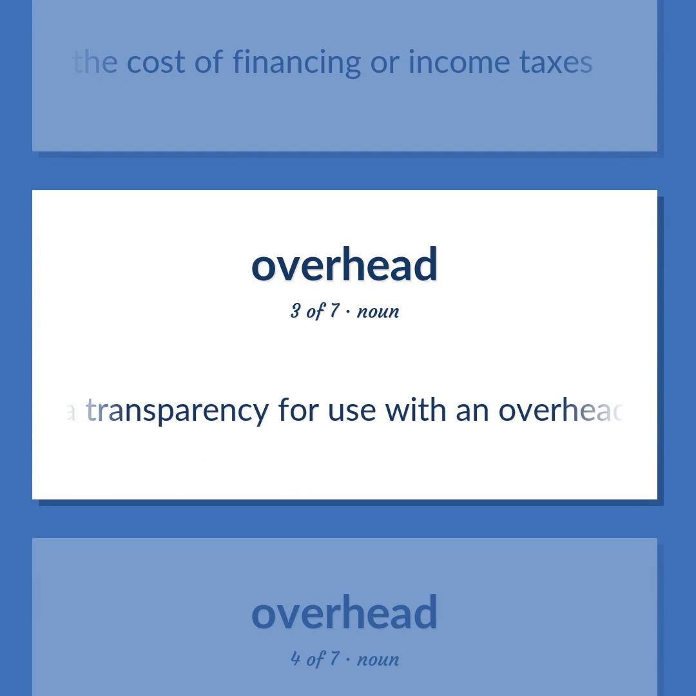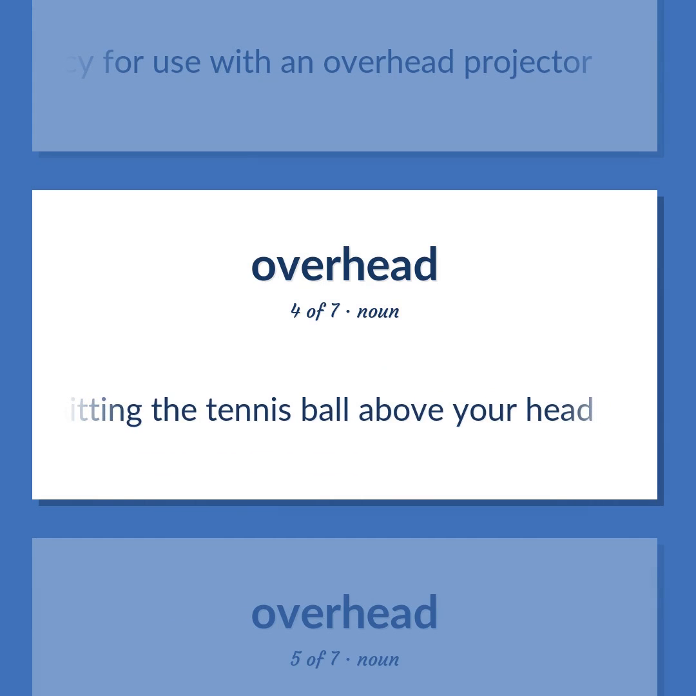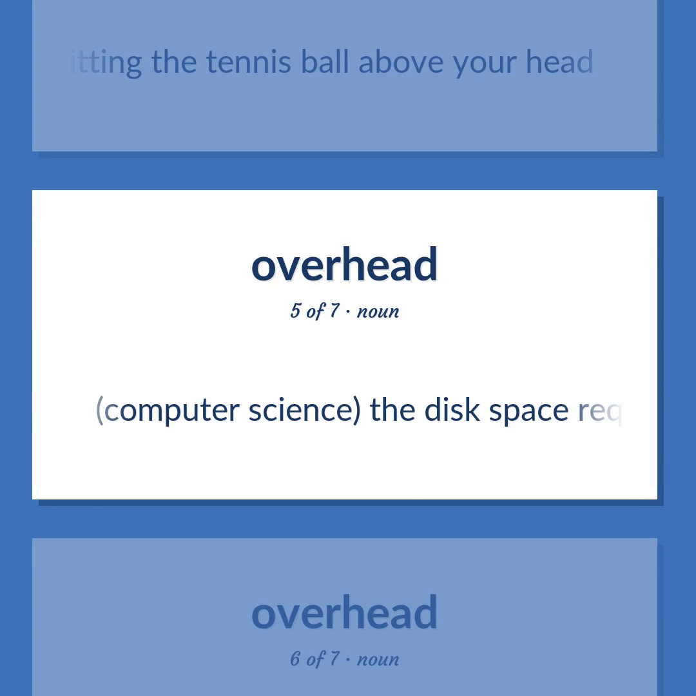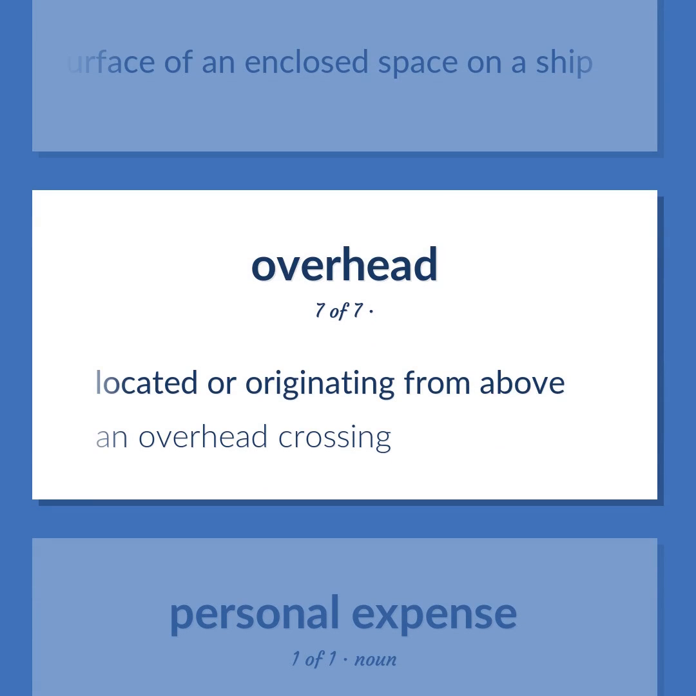A transparency for use with an overhead projector. A hard return hitting the tennis ball above your head. Computer science. The disk space required for information that is not data but is used for location and timing. Nautical. The top surface of an enclosed space on a ship. Located or originating from above. An overhead crossing.